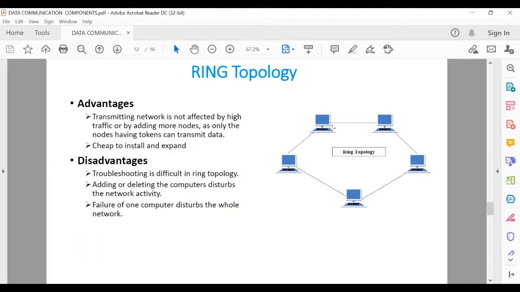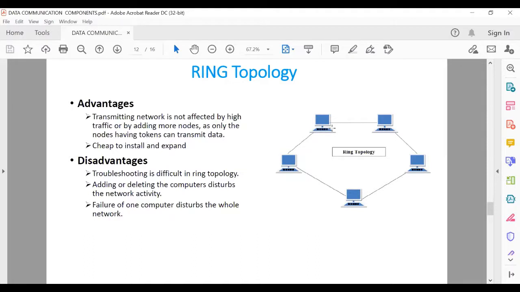Data is here transferred in a sequential manner, that is bit by bit, and data transmitted has to pass through each node of the network till the destination node or the last node.